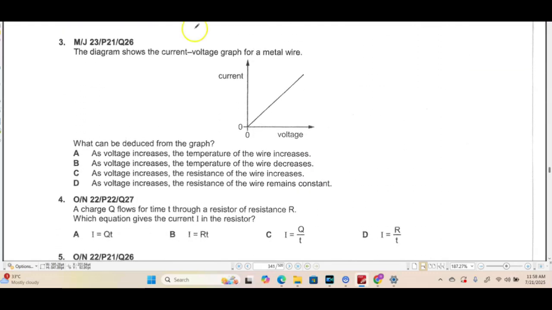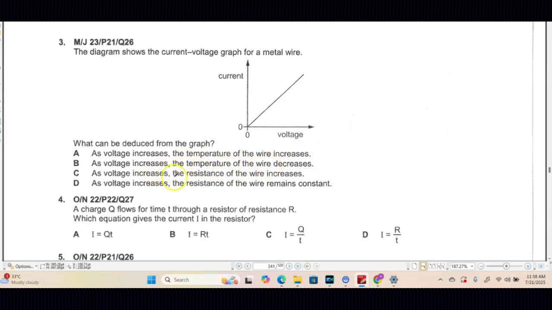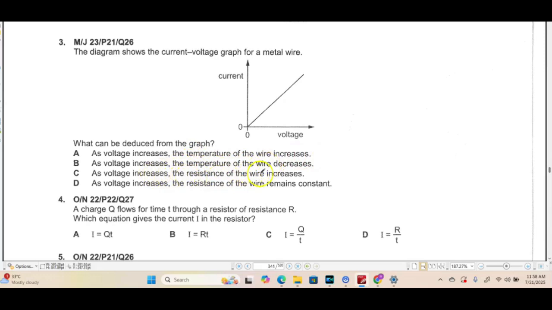Question number 3. The diagram shows the current voltage graph for a metal wire. What can be deduced from the graph? As voltage increases, temperature of the wire increases. As voltage increases, temperature of the wire decreases. As voltage increases, resistance of the wire increases. And as voltage increases, the resistance of the wire remains constant.